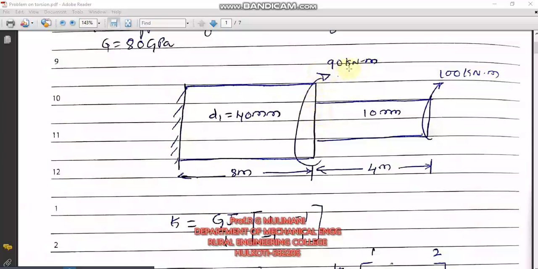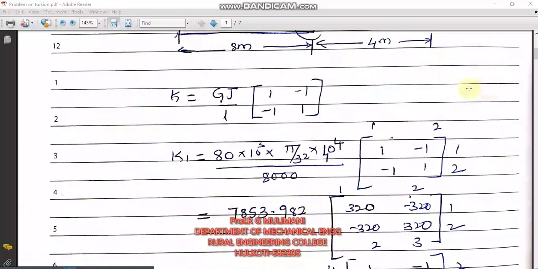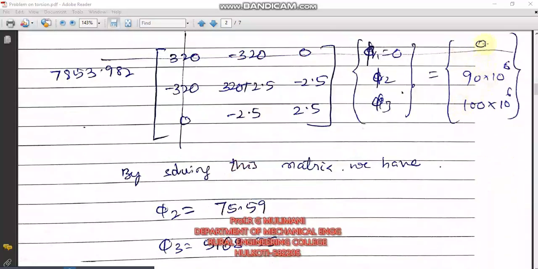At node 2, the moment is 90 kilonewton meter, converted to Newton millimeters, so 90 into 10 raised to 6. Similarly, the moment at node 3 is 100 into 10 raised to 6. So there is no moment at node 1, it is 0. At node 2 the moment is 90 into 10 raised to 6, and at node 3 it is 100 into 10 raised to 6. By the elimination approach, we know the nodal displacement, that is the angle of twist at node 1, is 0.